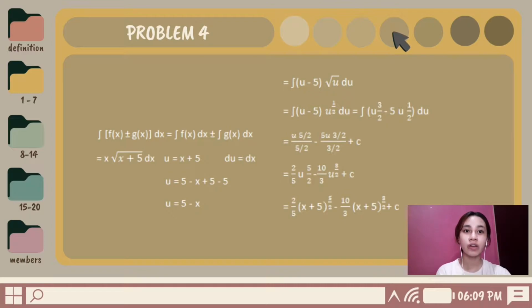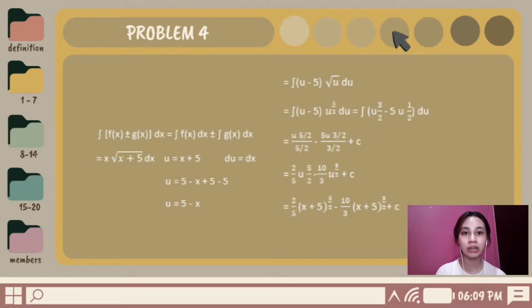Equation 4. Integral of the quantity f of x plus or minus g of x dx is equal to the integral of f of x dx plus or minus the integral of g of x dx. An example is the integral of x times square root of x plus 5 dx. Our u will be the inside function x plus 5, du is equal to dx. Since our u value is not the same as the x variable, what we need to do is to add negative 5 on both sides of u is equal to x plus 5. So it will be u minus 5 is equal to x.